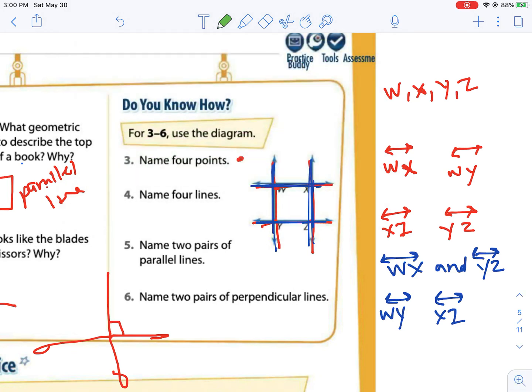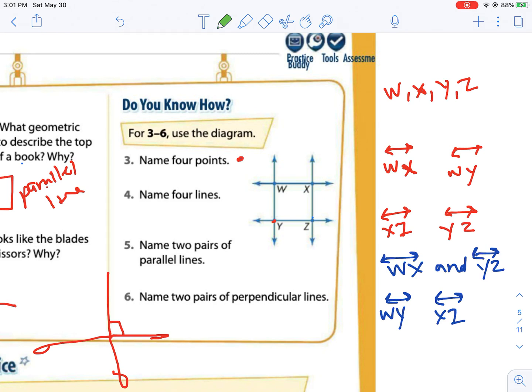Oh my goodness. So perpendicular, let's see, get a different color. I'll get the screen. So remember, perpendicular lines make right angles. So again, since it makes a square in the middle, we have quite a few. So we have WX. So WX right here. Let me erase some of these lines.